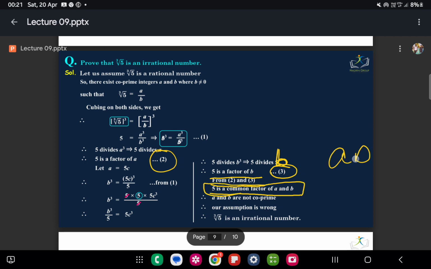a and b we have taken as integers, both having 5 as a common factor, so a and b are not co-prime numbers. Our assumption is wrong that cube root of 5 is a rational number. Hence we prove that cube root of 5 is an irrational number.